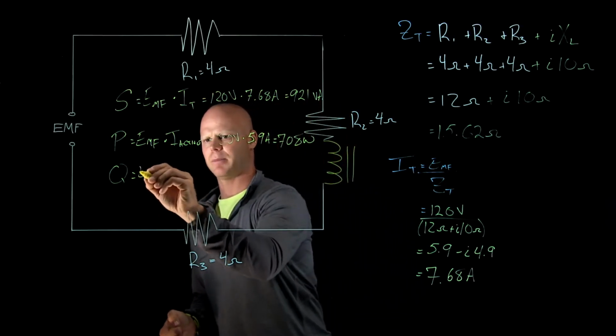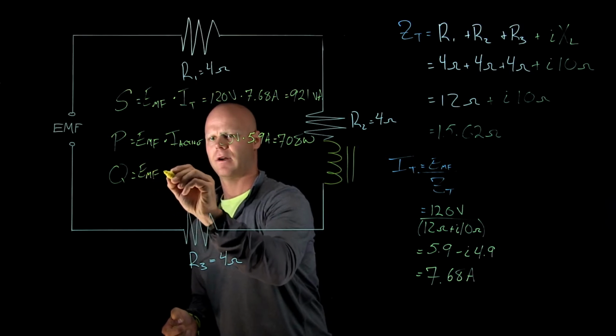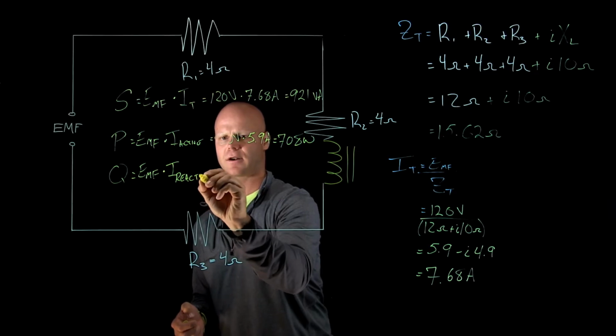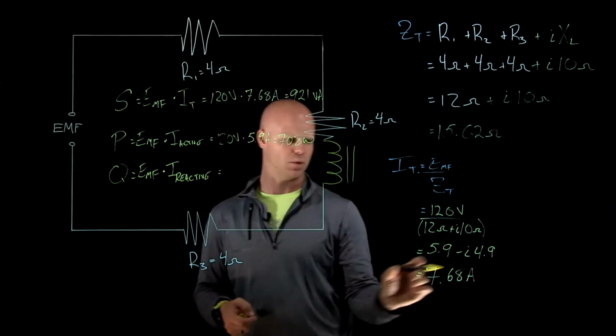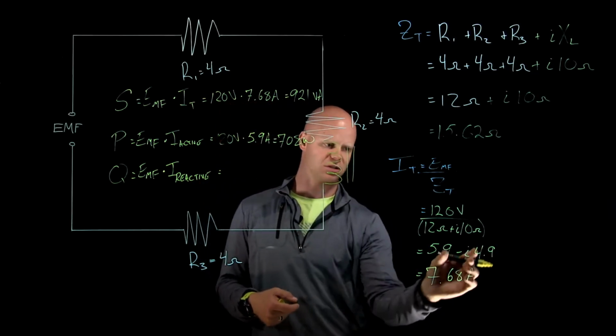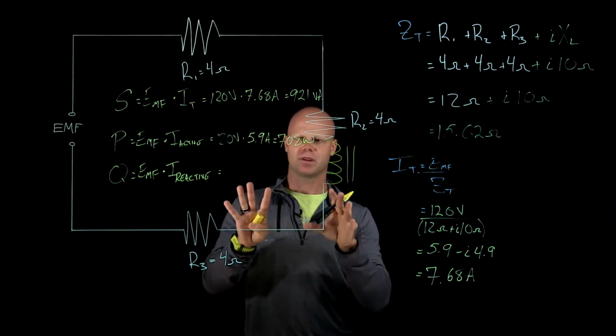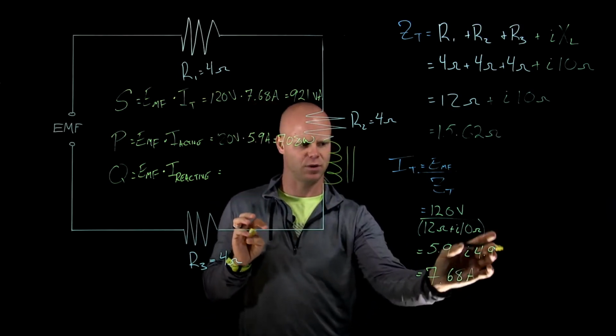The same thing happens when I go to calculate my reactive power. I'm going to take my applied EMF, multiply it by my reactive current, which is my imaginary value, which is my 4.9. One thing that's really important to remember, it's often like, what do we do with this negative?